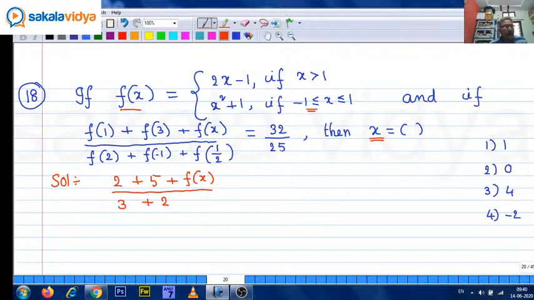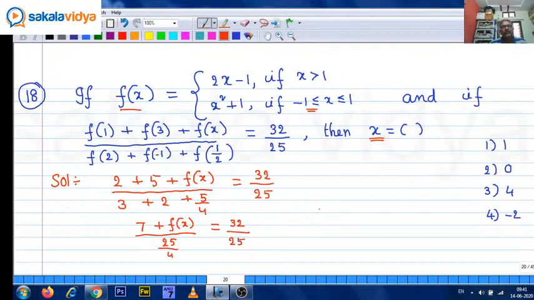And next f of half. F of half belongs to this interval only, in between minus 1 to 1. Half square is 1 by 4, plus 1, 5 by 4, plus 5 by 4, equal to 32 by 25. So let us find out: 7 plus f of x upon, this is 5, 3 plus 2, 5, 5 into 4, 20, 25 by 4, equal to 32 by 25.